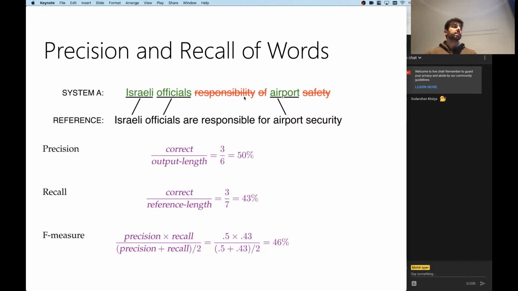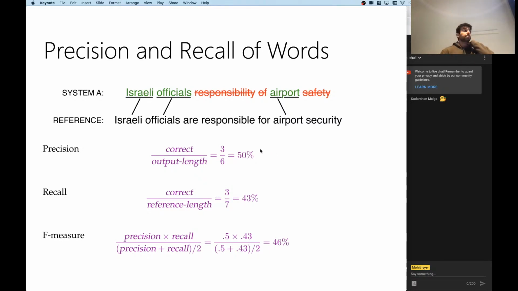Responsibility, though, is not in the reference. Of is not in the reference. Airport is, and safety is not. So 3 of the 6 words in our generated system output also are present in the reference. Therefore, our precision is 50%.